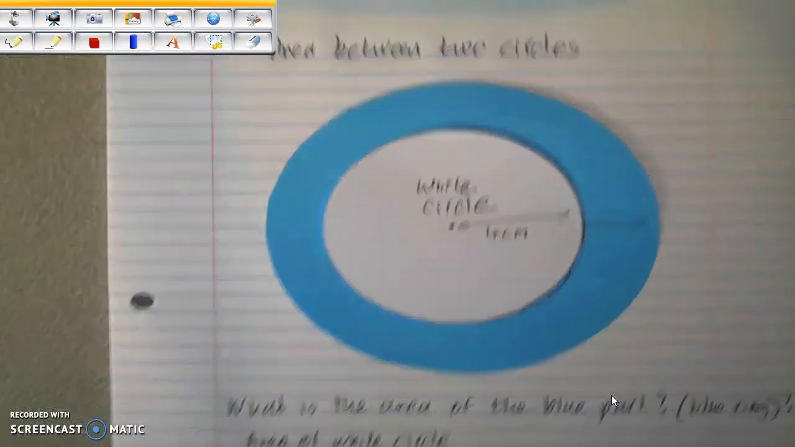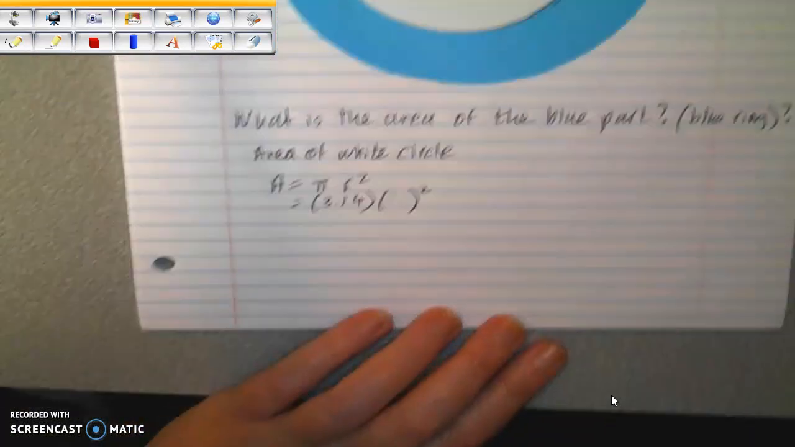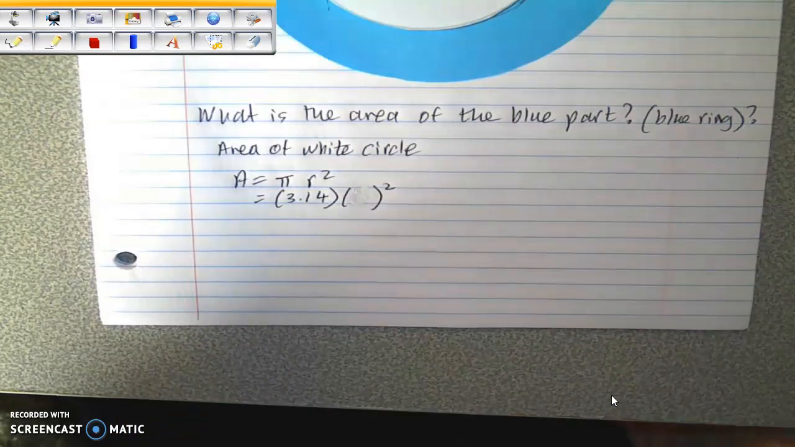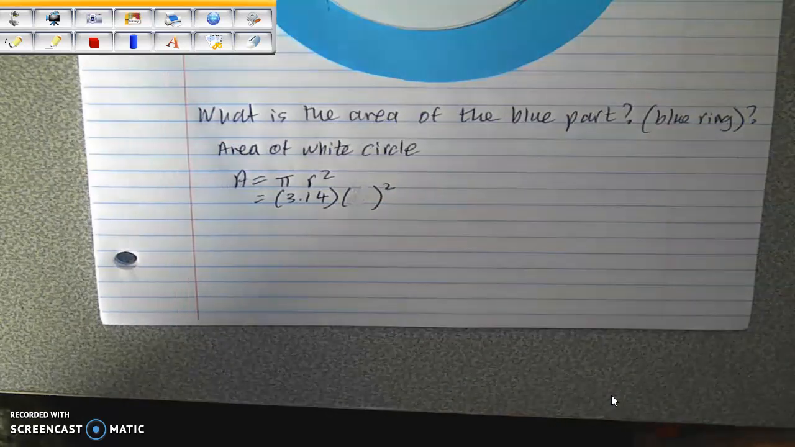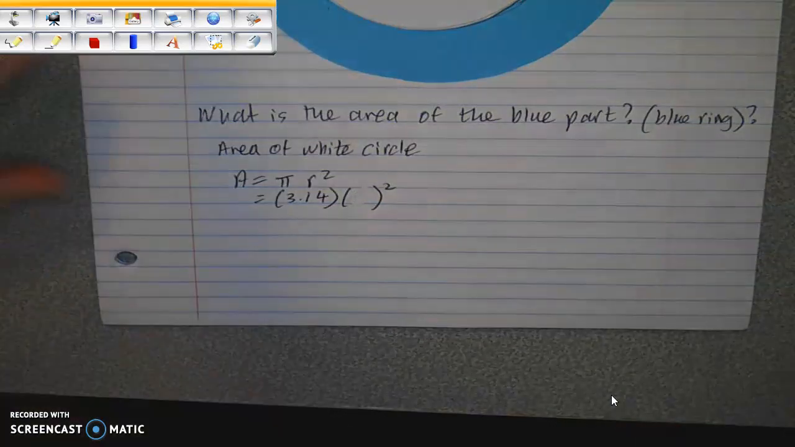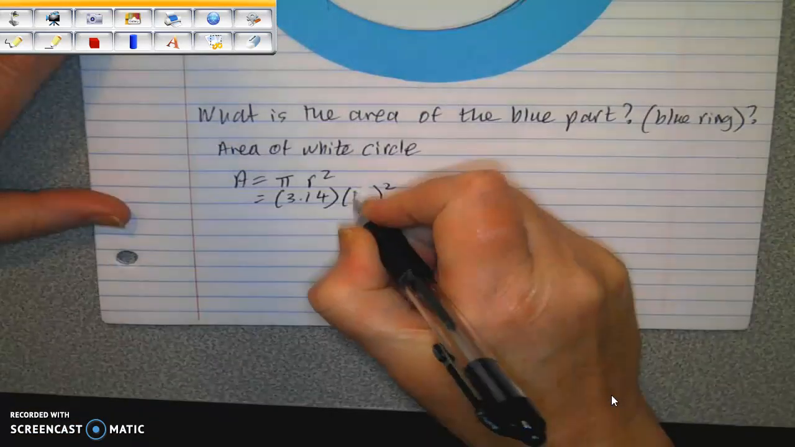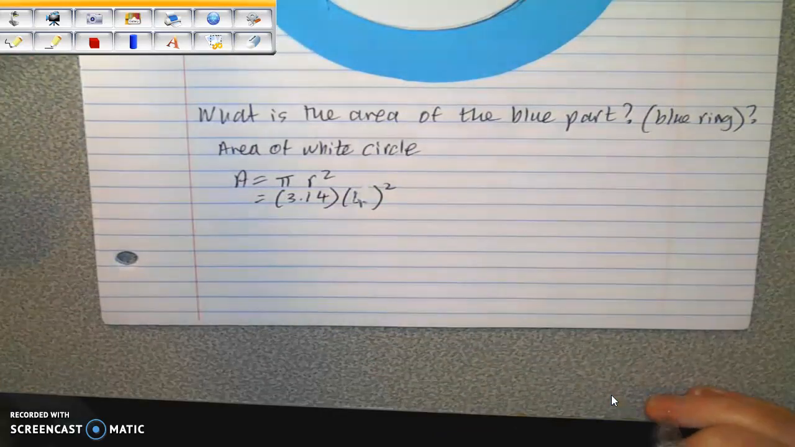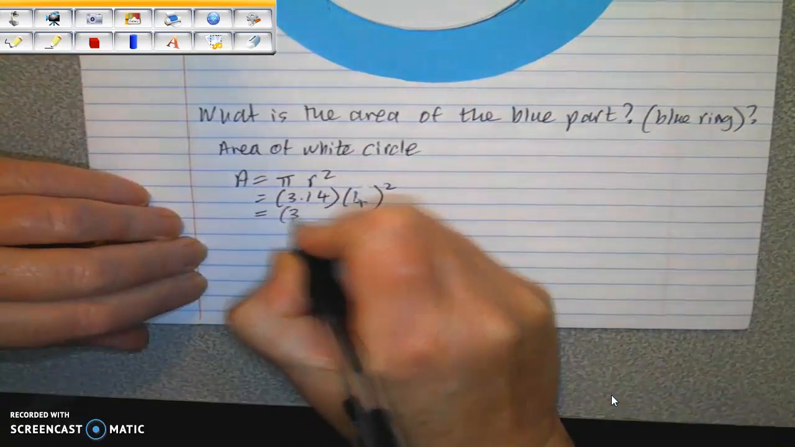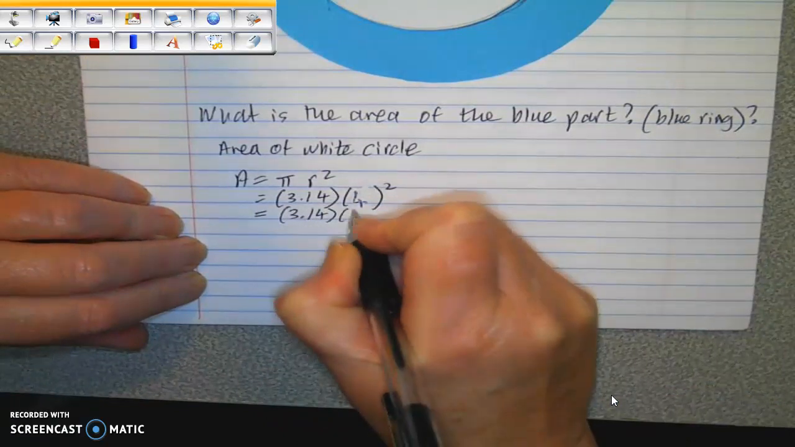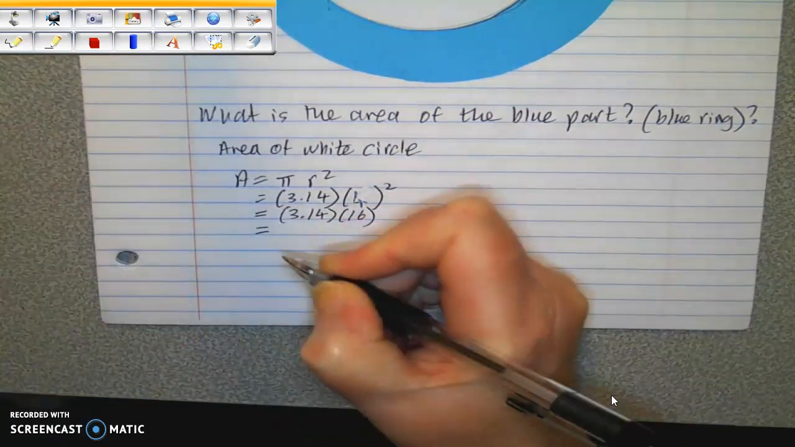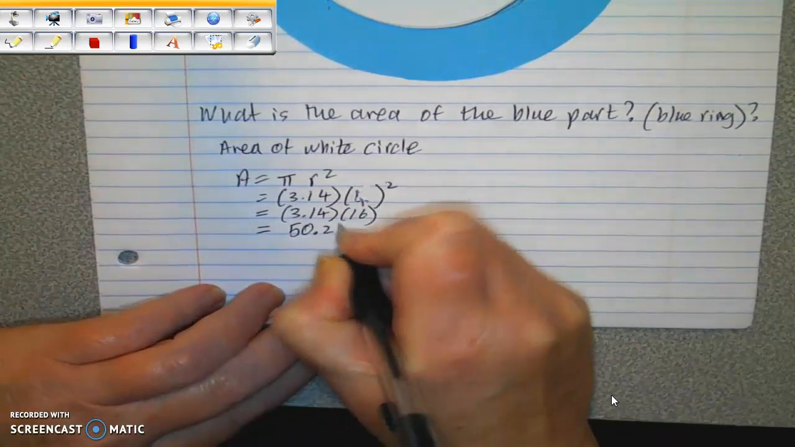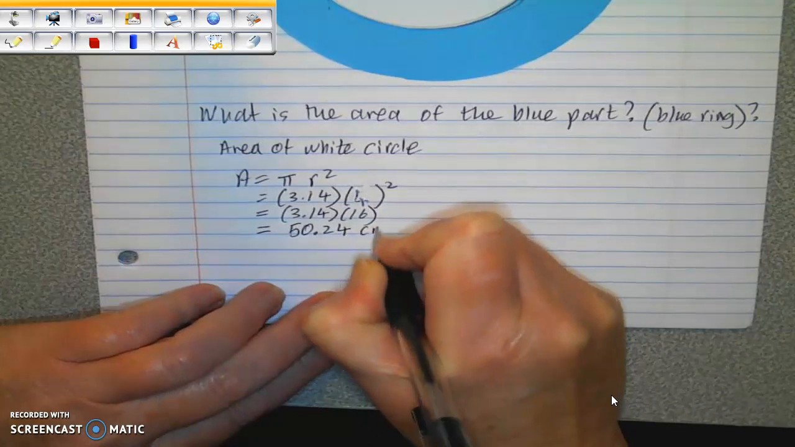Here are the calculations. The area of the white circle, we use the formula pi r squared. Pi is 3.14. The radius we are using is 4 centimeters for that white circle. So this is 3.14 times 16. And from calculations I did earlier, this is 50.24 centimeters squared.